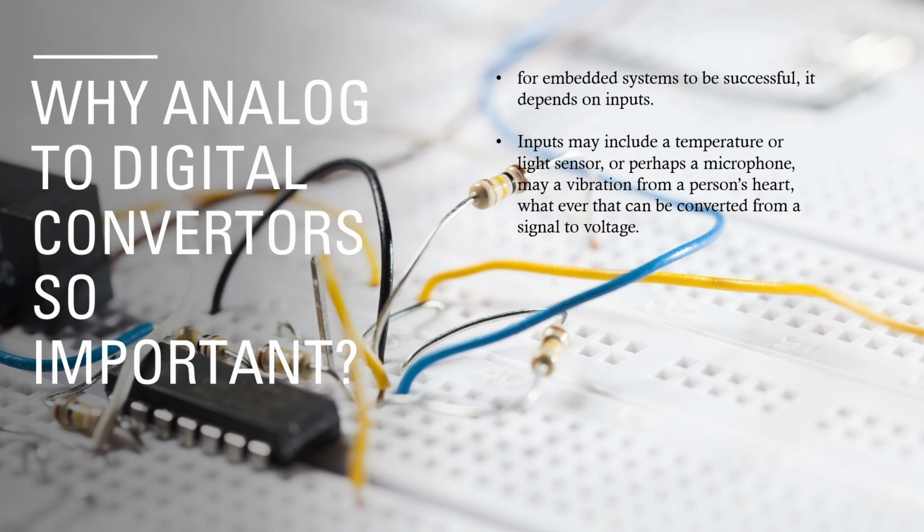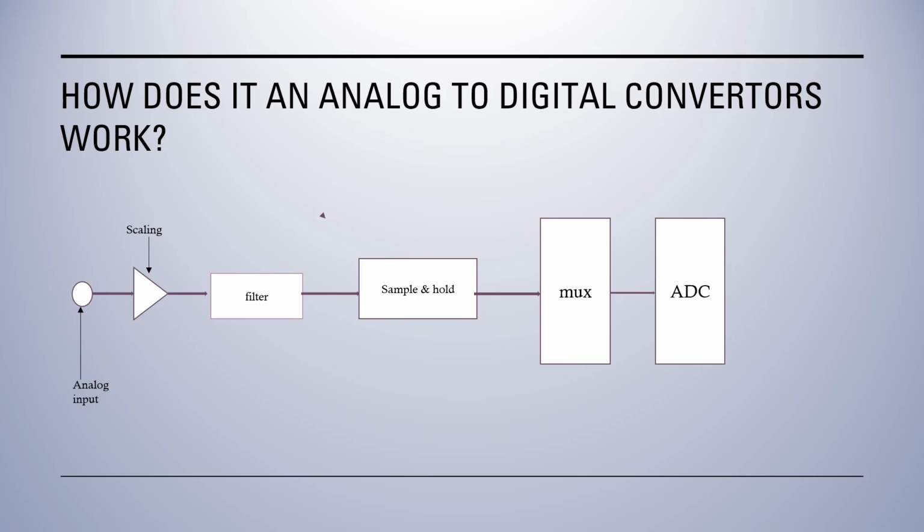Well, for embedded systems, it all depends on input. So maybe we need a light sensor, temperature, a microphone, vibration. It could be vibration from a person's heart. We need any type of sensors. It could be ultrasonic sensors. It could be humidity sensors. All sensors have to be somehow converted into a voltage, and then from that voltage, it has to go into a digital code.